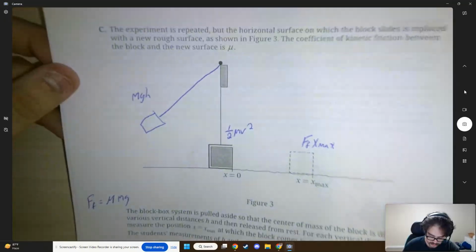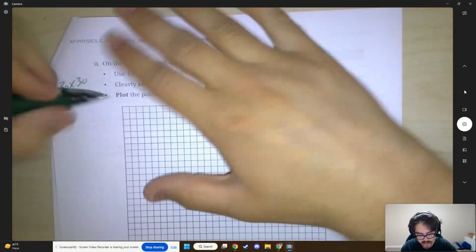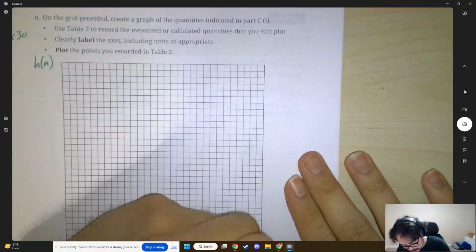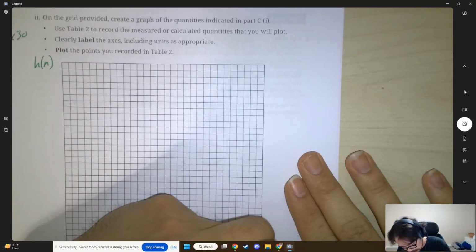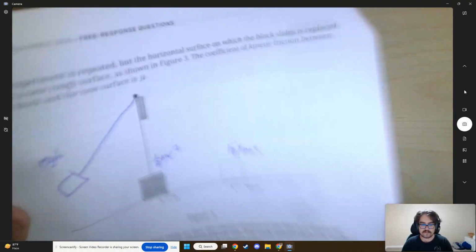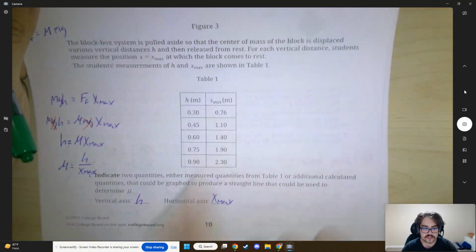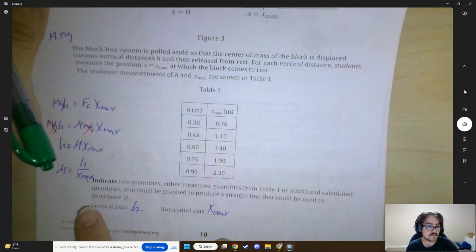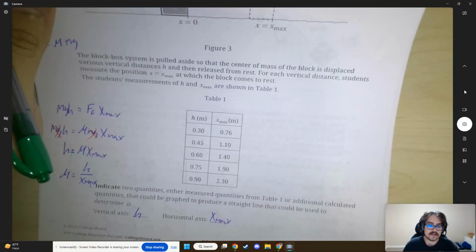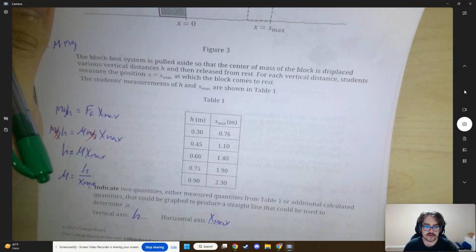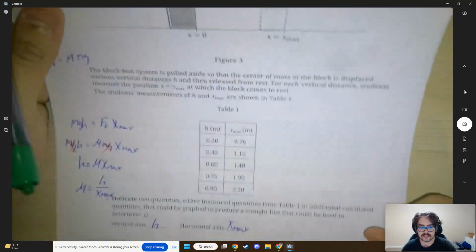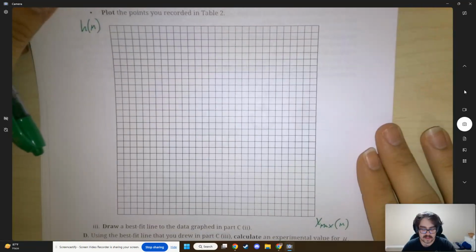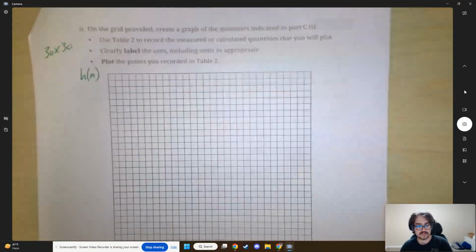I definitely want H on the vertical axis, so I'm going to say H in meters, I think is what it said. It was in meters. And then this down here is X max, also in meters. I just realized you can actually make a unit argument for this too. Coefficient of friction has no units, and H over X max is meters over meters, which is no units. So you could use a unit argument with that too. I don't know how many people would actually think that, but it is kind of good to think about.